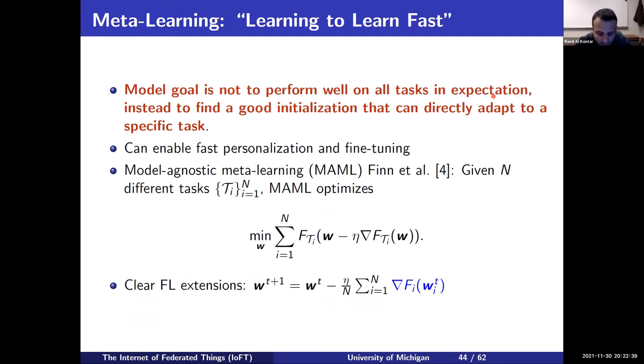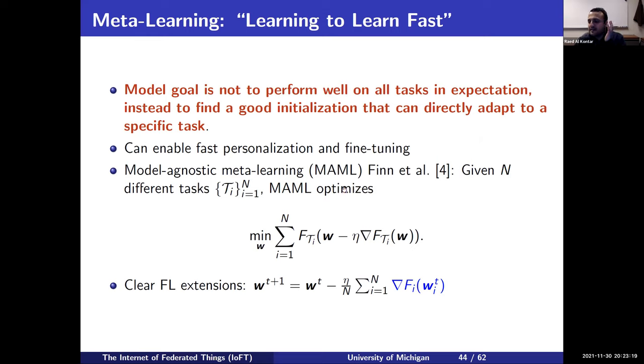So here I finally want to talk about one paradigm of learning. I will not discuss it a lot because the literature on it is still very scarce. However, in federated settings, it's called meta-learning for federated settings, or for the Internet of Federated Things. The goal of meta-learning, as I mentioned, is not to perform well on all tasks in expectation. Instead, it is to find a good initialization that can directly adapt to a specific task. So basically we are trying to learn a starting point that can enable fast personalization. This is the key idea.